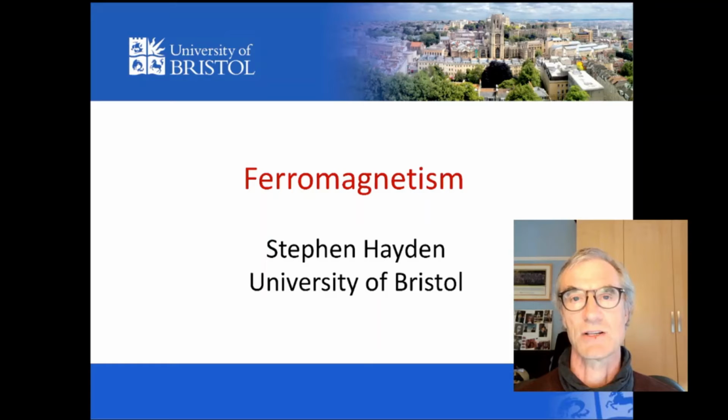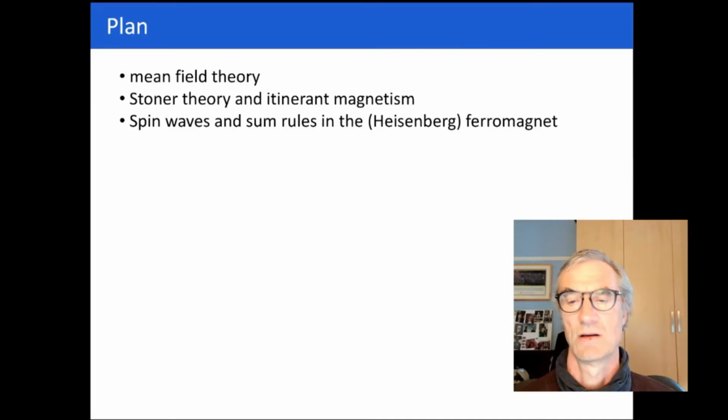Today I'm going to look at ferromagnetism. Here are some of the things I'm going to cover. So, mean field theory as applied to ferromagnetism, and then we're going to look at Stoner theory as applied to metals, so itinerant ferromagnetism, and finally I'm going to look at the excitations in ferromagnets and some rules, and show you how we can use some of the equations that I showed you in the previous lectures about the relationship of fluctuations to excitations.